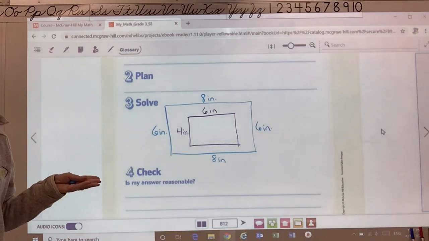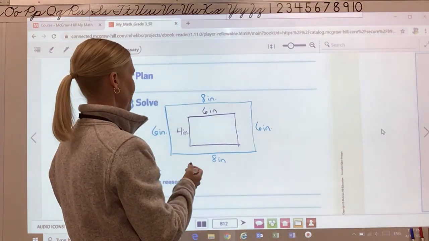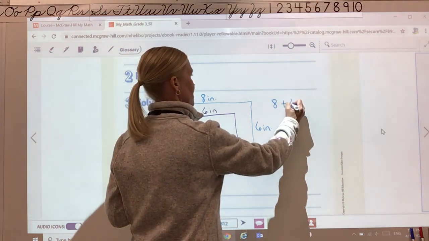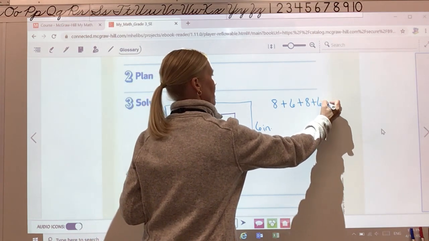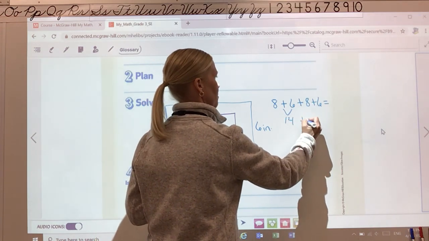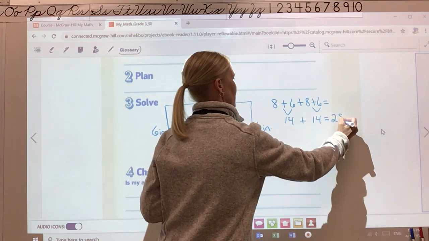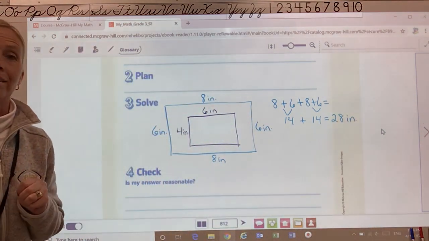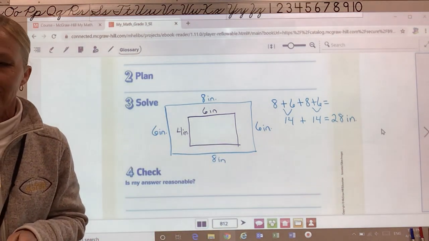So to figure out now my perimeter of my frame, I just need to add it up. So I can do 8 plus 6 plus 8 plus 6 equals, and you know I like to do my 14 plus 14 equals 28 inches. Don't forget that unit. So I know my frame is 28 inches.